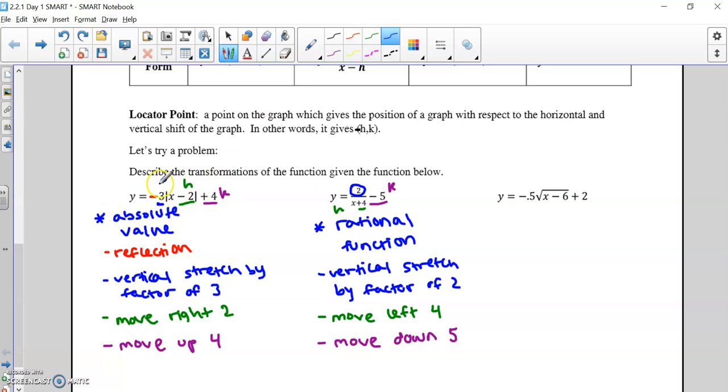One more example of this. Here we have a square root function. This one was very clearly a square root function because there is a square root in the equation. We have a negative sign up at the front, and we know that that tells us that we have a reflection. Oh, let's identify it first.